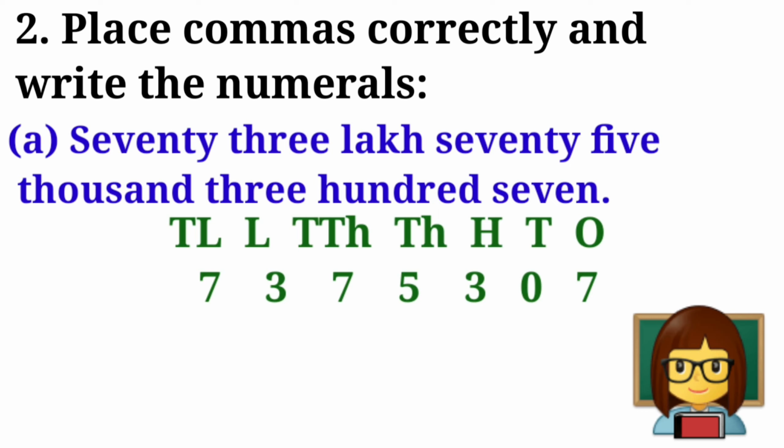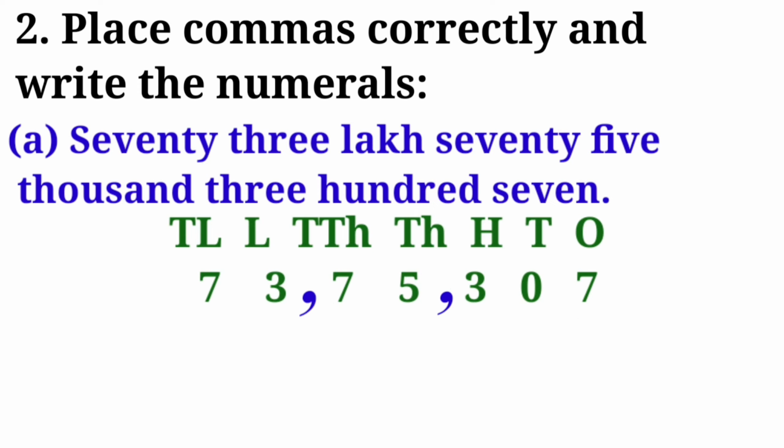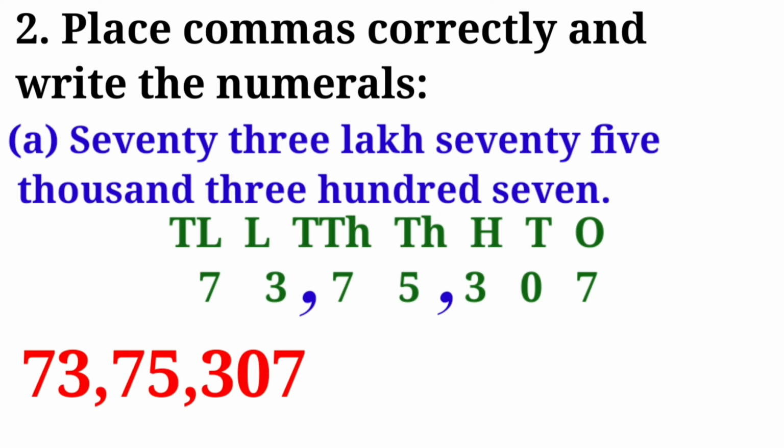Now in the Indian system, the first comma comes before 3 digits from the right, that is the last digit. Now the second comma will come before 2 digits from this comma. So the rule is the first comma will come before 3 digits from the last, the second comma will come before 2 digits from this comma, and again the next comma will come before 2 digits. So with commas you will write it as 73,75,307.